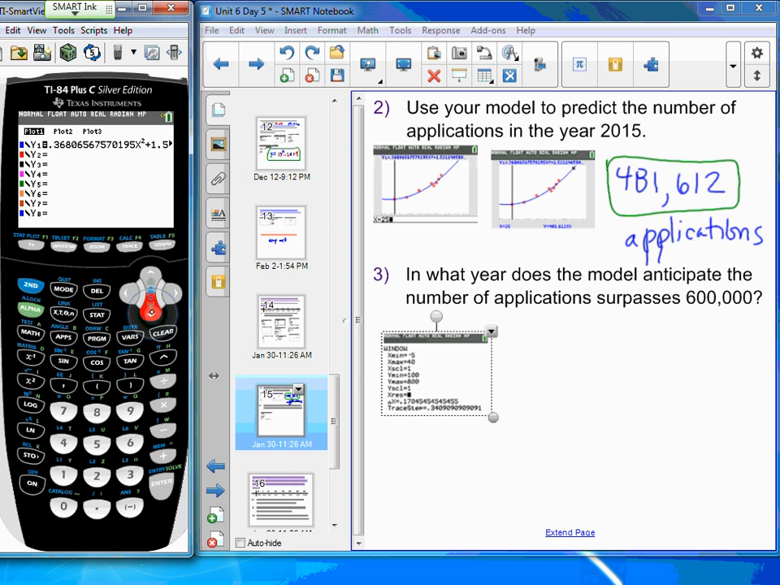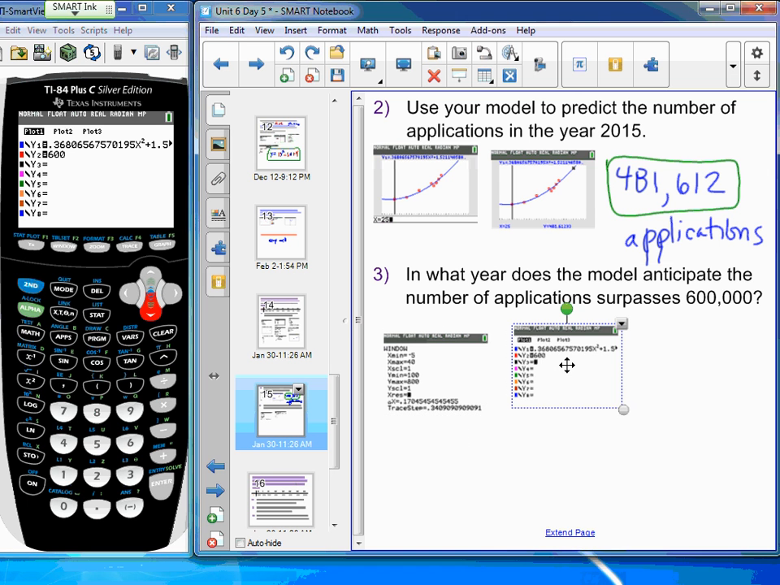So I'm going to go ahead and do a second y equals equation. I'm going to put in 600. Remember, I don't want this one. Remember, it's measured in thousands. So by putting 600 in the y equals menu, that's 600,000 applications.